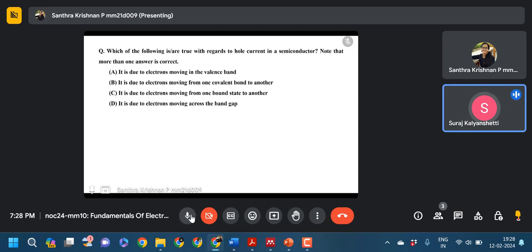It is due to the electrons moving in the valence band. No, that is definitely not possible. Electrons move in the conduction band. It is due to the electrons moving from one covalent bond to another. Yes, B is definitely an answer. It is due to the electrons moving from one bound state to another. Yeah, it's B and D.